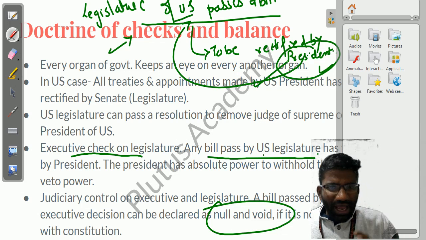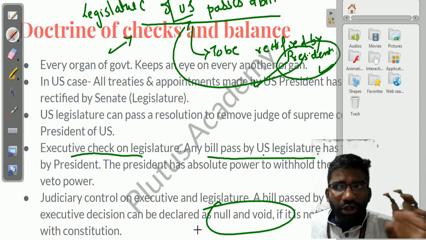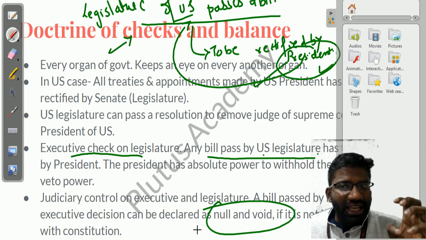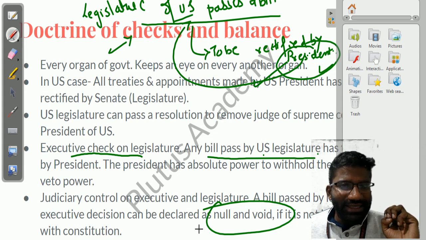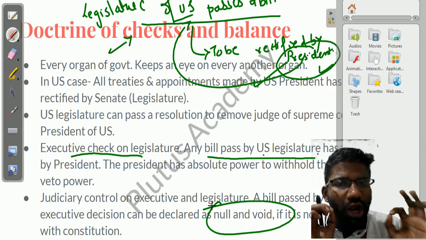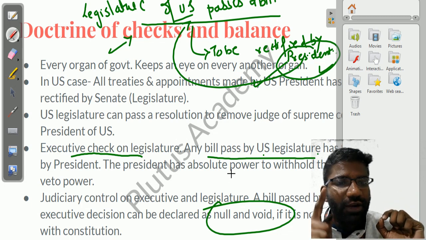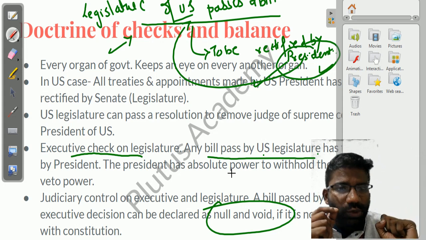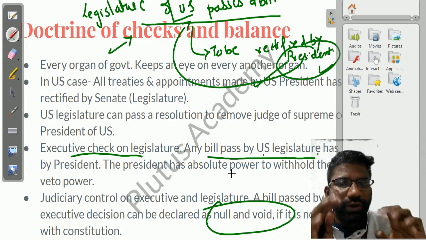The judiciary has the right to declare the act as null and void, or say the act won't be valid anymore. We have analyzed three cases. See, the first case was in the doctrine of checks and balances. We needed to prove that each organ of state keeps an eye on the other organs of the state. In the case of the United States of America, we took an example. All treaties signed or all appointments made by the United States president have to be ratified by the legislature, that is the Senate. Number one, in this case we tried to prove the legislature of the United States of America is keeping a check on the executive, that is the president.